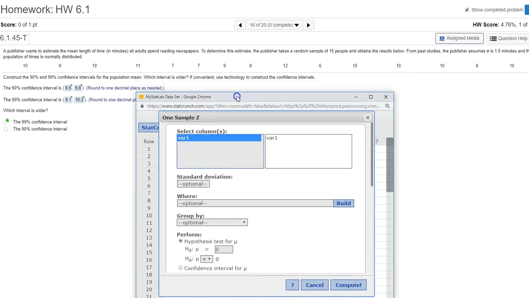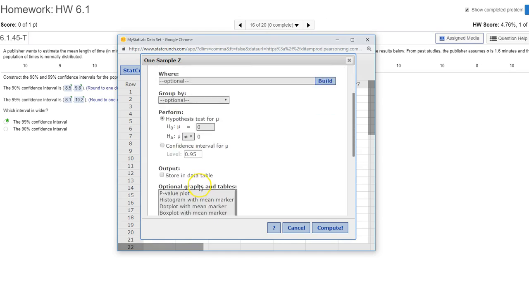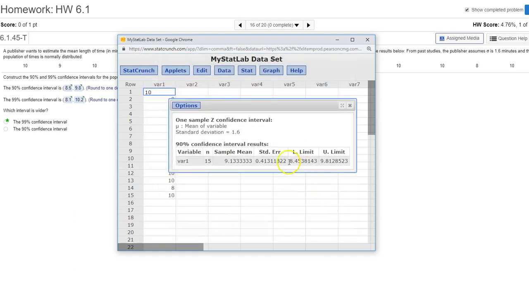Variable 1. I will go ahead and plug in my standard deviation. My standard deviation is 1.6, which goes right here. So I'm going to go ahead and plug that in. 1.6. Scrolling down, confidence interval, it's 90%. So I'm going to go ahead and show that to you. It's 90%, which goes right here. 90% and compute. And if you see that, my lower limit is the lower limit here, and my upper limit is right here.